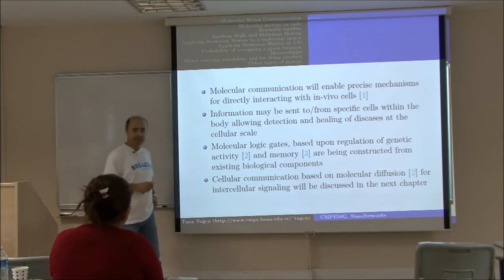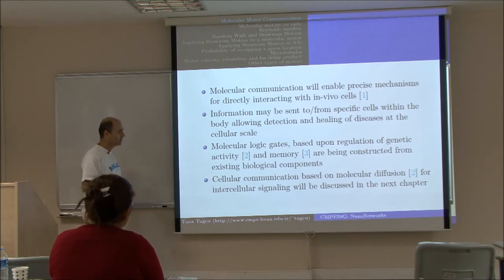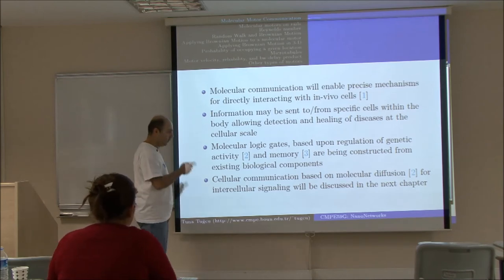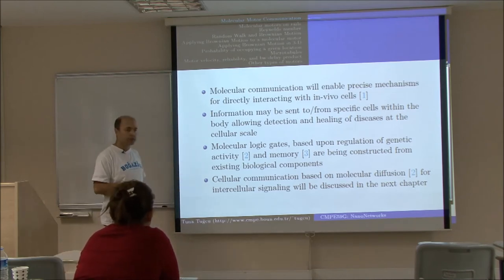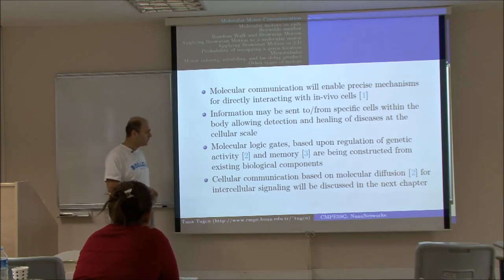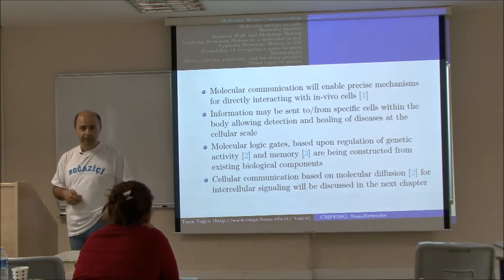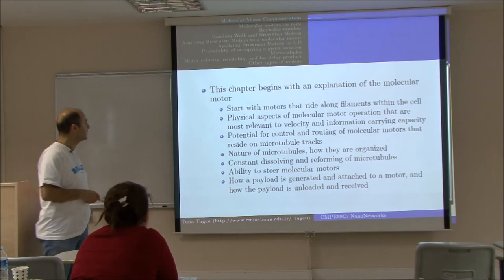Molecular logic gates, based on the relation of genetic activity and memory, are being constructed from existing biological components. People are working on biological transistors. All these are research going on. Some things have been done and some need further improvement. Cellular communication based on molecular diffusion for intercellular signaling also is one of the communication mechanisms, which, as I said, will be discussed in the next chapter.